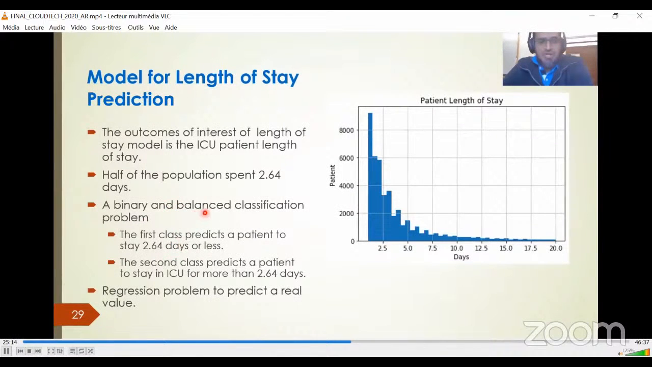In the interval stay, I found that half of the population spent 2.64 days. So based on these days, we will create a binary and balanced classification problem. The first class is to predict if the patient will stay 2.64 days or less, or more than 2.64 days. We created another version of this model using a regression problem to predict exactly how long the patient will stay in ICU.